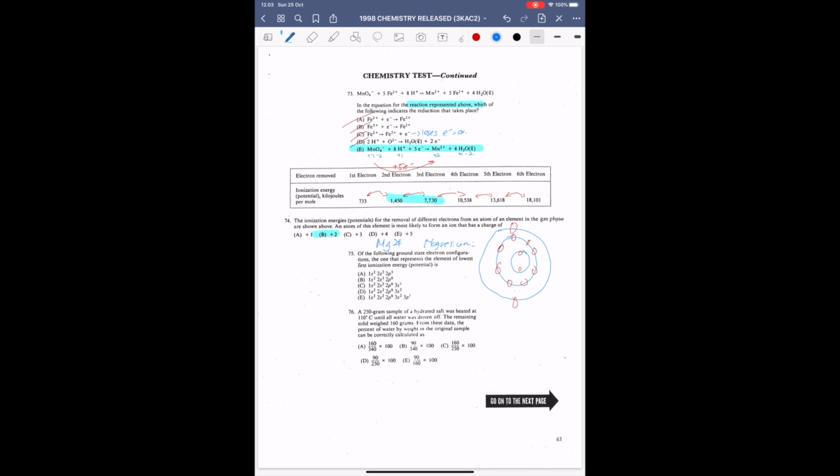75. Lowest first ionization potential. So we're basically looking for the choice that has 1 valence electron, because alkali metals or any atom that has 1 valence electron will have a very, very low first ionization energy, because it will want to get rid of that electron to comply with the octet rule and gain a full shell. So let's just look at the choices. Choice A has 9. Choice B has 10. Choice C has 11. Choice D has 12. And choice E has 13.